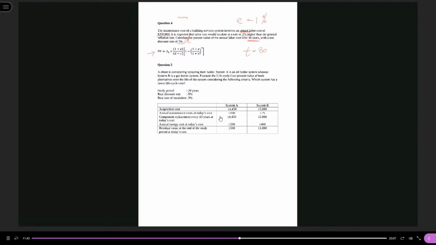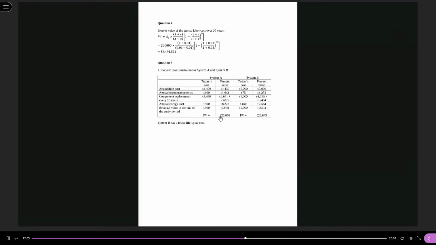So 200,000 is A0. D, 3%, the real discount rate. And the escalation rate, 1%. And over 30 years, so N is 30. So question 4: 200,000, and then D is 3%, E is positive 1%, and the number of years is 30. So we have this, the present value for the labor cost to be paid every year over 30 years.